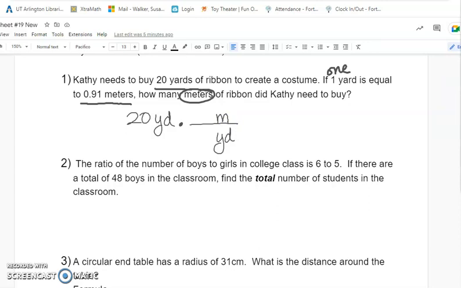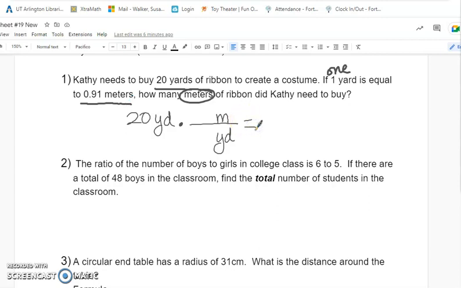Actually, this is not on the formula chart because yards and meters are just different systems. Yards and meters, this is customary, this is metric. So they have to give you this information. Now, just so you know, if you want to, you could set this up as a proportion.